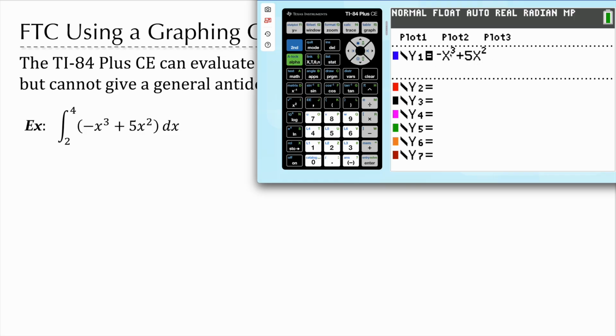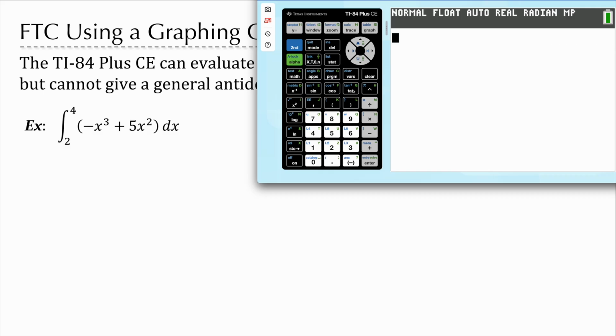Now, by putting my negative x to the third plus 5x squared in y1 and storing it there, I can go back here and do my math without having to continually type this over and over again. This is especially helpful when this is a very complicated function, one you don't want to be typing over and over again, because that way you might make a mistake, but also it saves a lot of time.